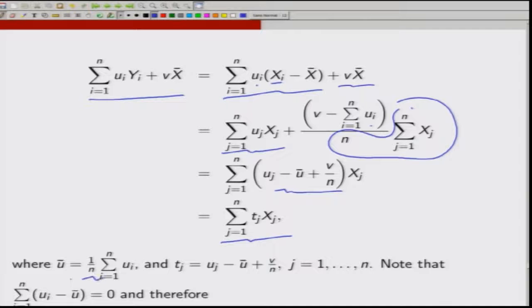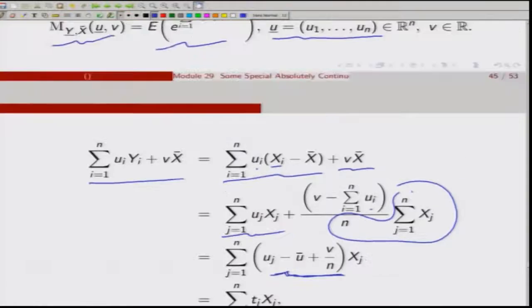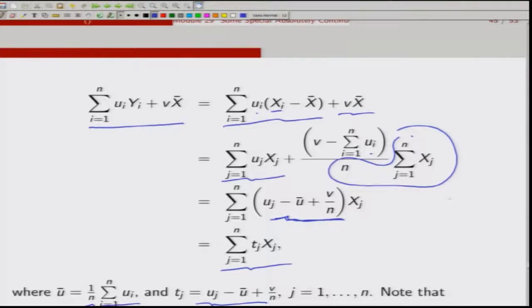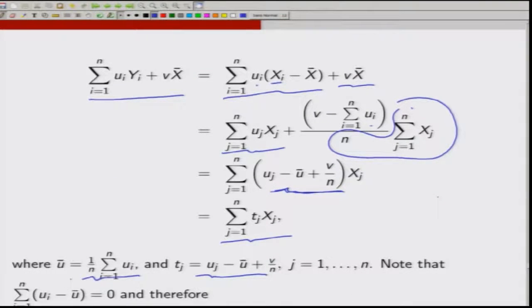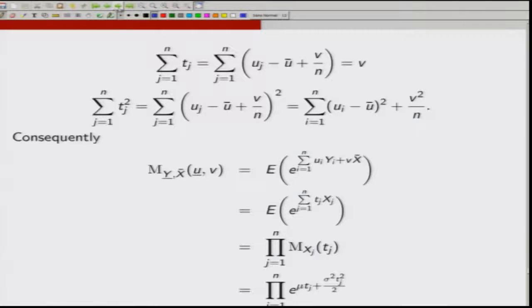So where u bar is nothing but 1 upon n summation ui, tj is nothing but uj minus u bar plus v by n. Now note that summation i equal to 1 to n ui minus u bar is the sum of the deviations of observations from the mean, so this has to be 0. Therefore summation j equal to 1 to n tj, which is summation j equal to 1 to n uj minus u bar plus v by n. But summation j equal to 1 to n uj minus u bar is 0. So that means v by n added n times, so that becomes v.